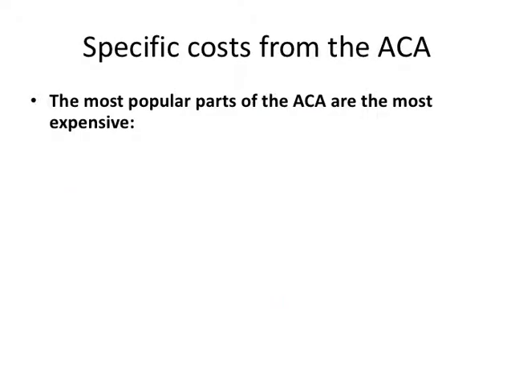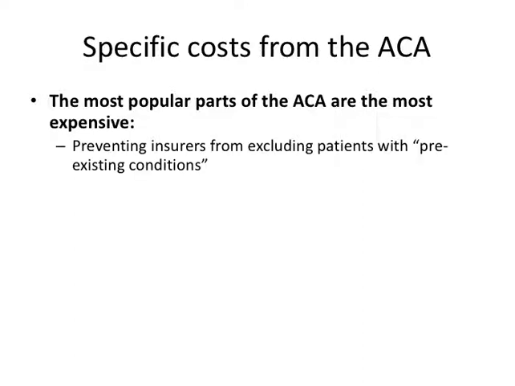Now let's talk about some of the costs specifically associated with the ACA. I'll say the most popular parts are the most expensive. That is, the clause preventing insurers from excluding patients with pre-existing conditions, and eliminating lifetime or annual coverage limits, or the amount an insurer can be asked to pay, cannot have any lifetime or annual maximum.